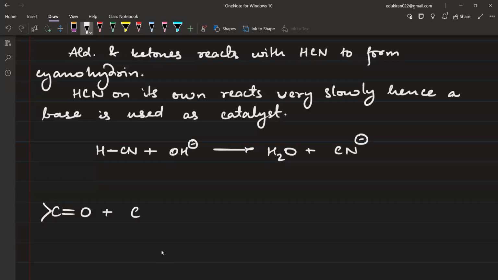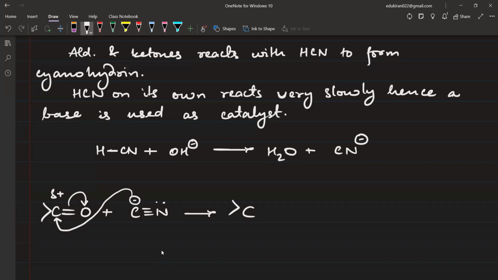Plus we have CN negative, so it is going to be C triple bond N. Now carbon will have the negative charge, nitrogen will have the lone pair of electrons. The carbonyl carbon will be delta positive because of its bond with the electronegative oxygen atom. And this is going to attack like this, and this bond is going to break, and you will get something like this.